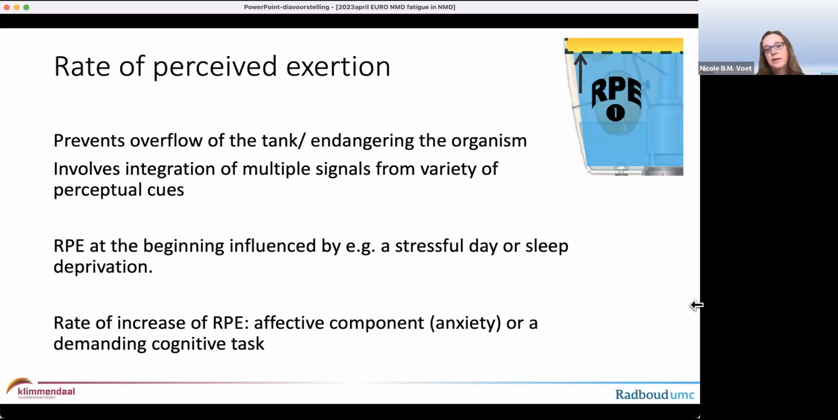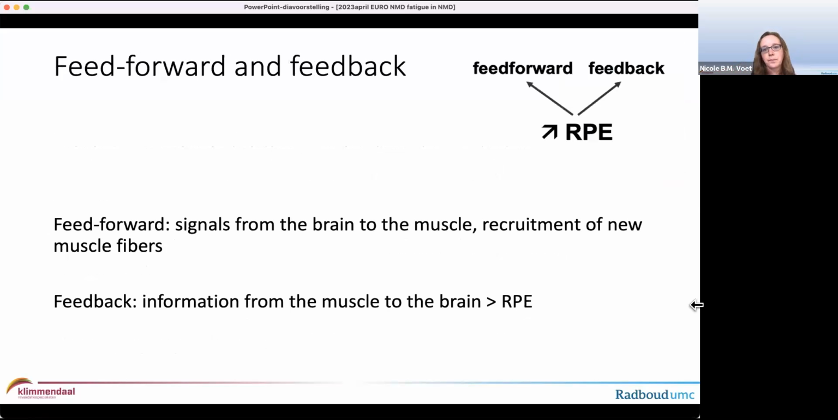And we know from healthy subjects, when they perform a demanding cognitive task, that their peak power output was 15% lower than the people who didn't perform a demanding cognitive task. So if you have a very demanding cognitive day at work, your RPE will increase to a higher level than without it. Then feed forward and feedback.